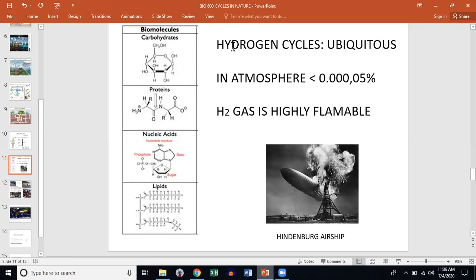The hydrogen cycle is extremely complex, especially in organic material, because it's basically going to follow the cycle of that particular molecule, whether it's a carbohydrate like glucose going through the respiration photosynthesis cycle, or proteins going through the nitrogen cycle. Nucleic acids also get broken down and built up, not to mention lipids, fats, and oils, which get broken down and built up in cellular metabolism.